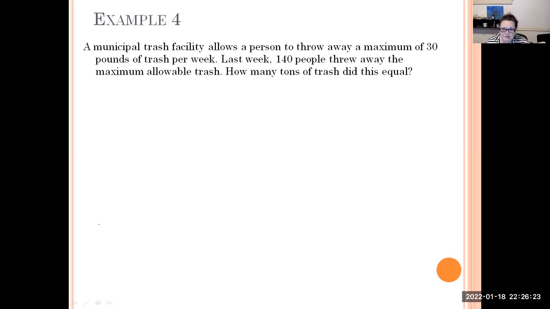So we'll take the pounds and convert it to tons. To do that, we're going to need our useful conversion chart, and we need to know that there are 2,000 pounds in 1 ton. So I'll put that up here. 2,000 pounds equals 1 ton. All right, so let's find out how much total poundage of trash there was for these 140 people. So it's 140 people threw away 30 pounds of trash each. And that gives us a total of 4,200 pounds.